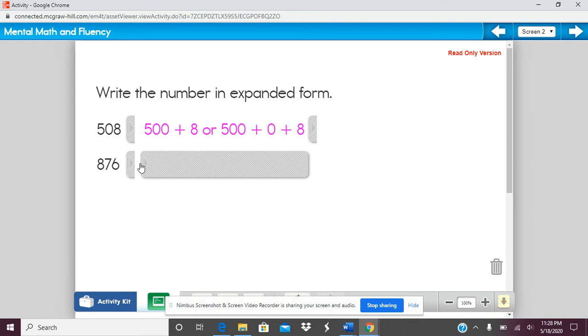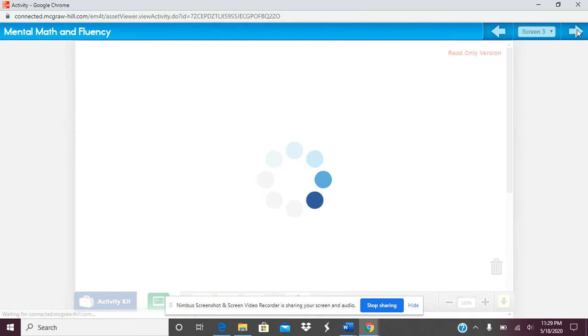Let's take a look at our next one, 876. Go ahead and write that number in expanded form. If you wrote the number model that I'm about to reveal, then you are correct. 800 plus 70 plus 6. Level 2, success. Moving on to level 3.